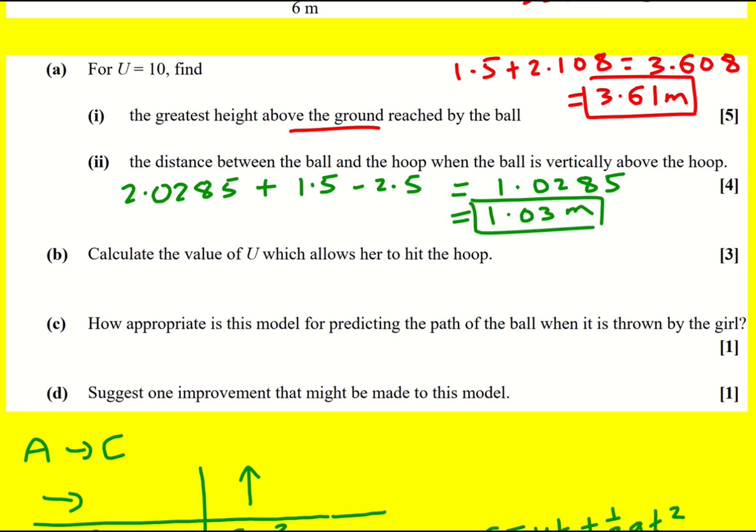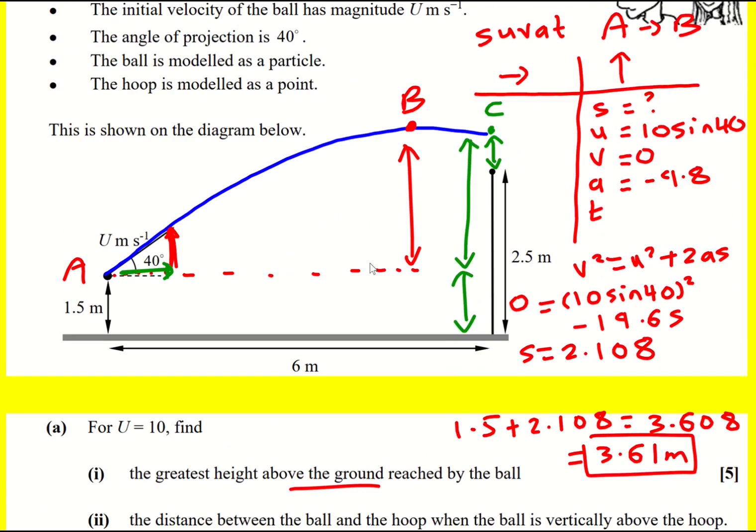That's enough, but I wrote in my original answer the ball is 1.03 meters above the hoop when it's vertically above the hoop. Well, that's okay. Now asked to calculate the value of u, which would allow her to hit the hoop. So at the moment we're 1 meter above the hoop. We're going to have the same angle, but put in a slightly lower velocity, like hit it about there. So I'm going to call this point D, and we're going to have a look at A to D.